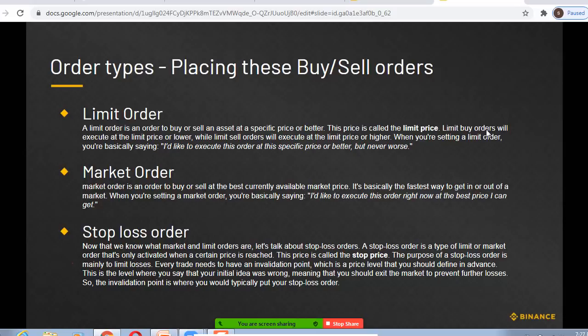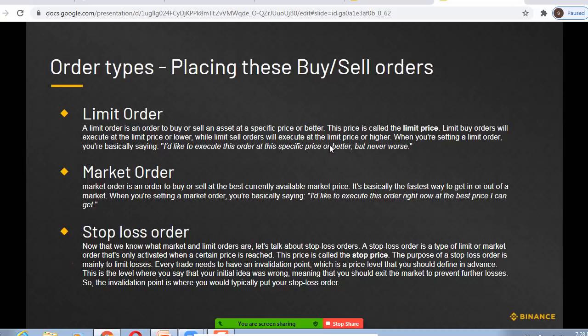That means if you place a limit buy, it will execute at that price or lower. What does that mean? It means that if you want to buy something in the market, you will be happy if you buy at the price you negotiated or at a lower price, because it is already to your advantage if it is lower, isn't it? The same thing applies if you want to sell. That's why I said that a limit sell order will execute at the limit price or higher.